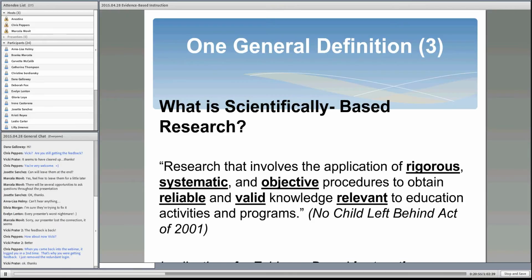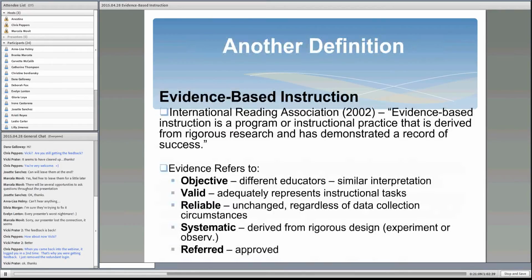And now let's look closely at how this idea is operationalized within the context of evidence-based instruction. So this was all about evidence-based education. Now let's look at what it means within the context of evidence-based instruction. The International Reading Association in 2002 launched this definition, which reflects the NCLB definition somewhat.